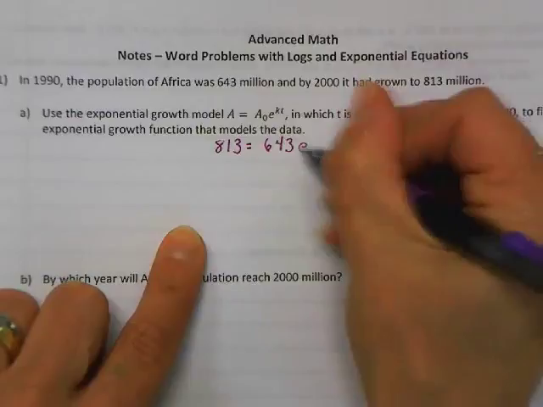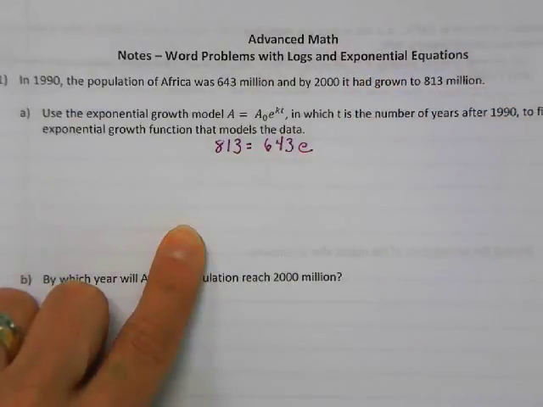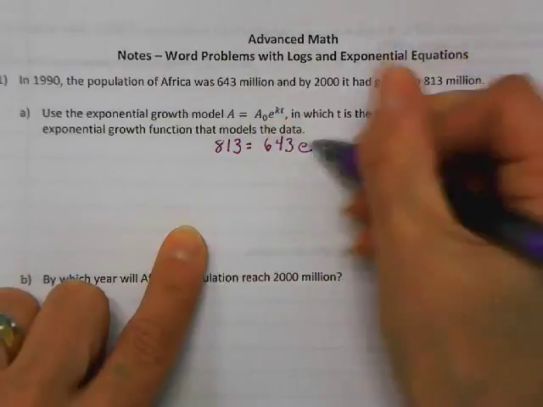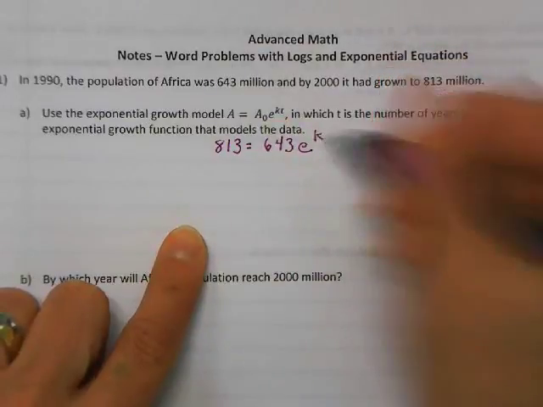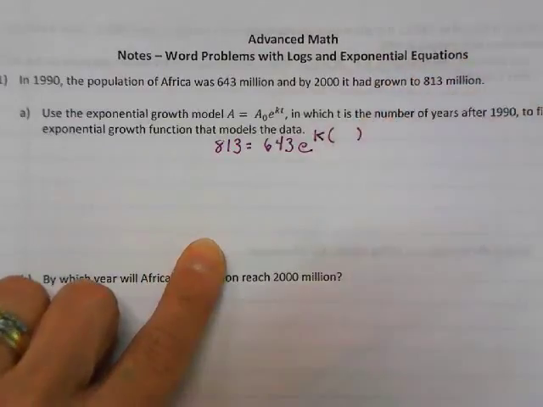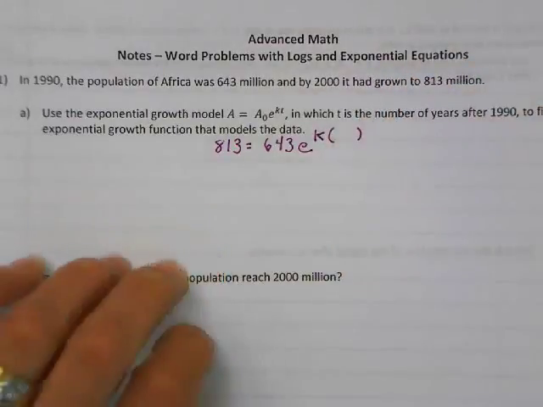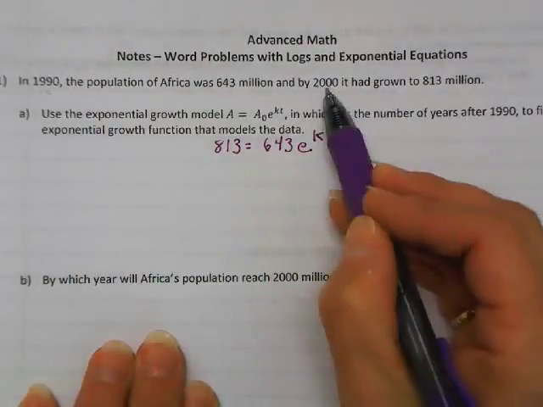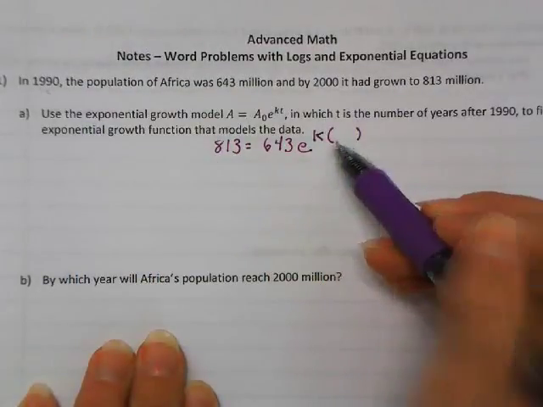e remember is your natural base. Now, k is what you're looking for. You don't know the rate of growth, so that's going to stay a k. But we do know the number of years, because what we have data on is from 1990 to 2000. So how many years is that? 10.